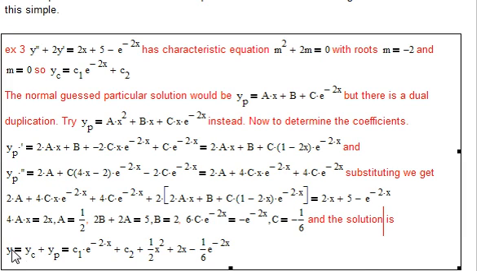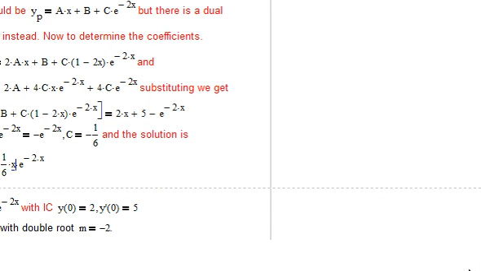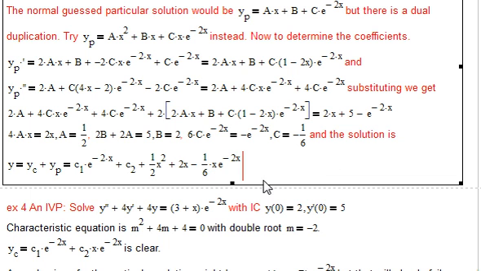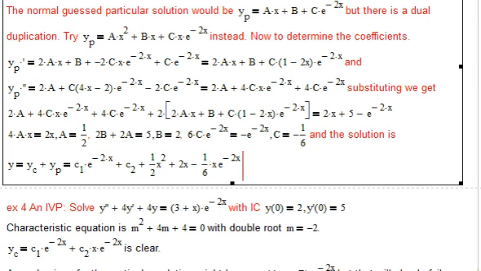So our solution is y equals y_c, the complementary solution, plus y_p. So c1 e to the negative 2x plus c2 plus 1/2. Remember, a was a half, b was 2, c was negative 1/6. Ooh, that's not correct though. 1/6, remember, times x. I had to multiply it by an extra x in there. So I think that's the solution now. Yes. Good.